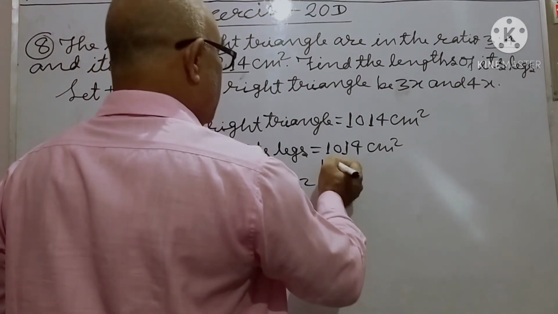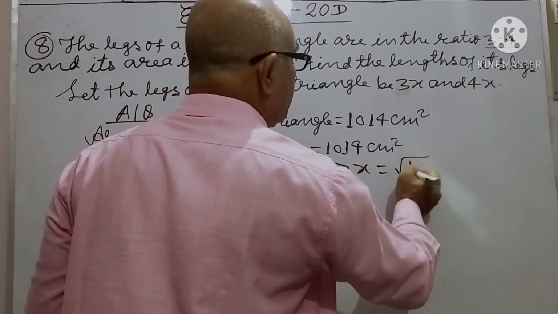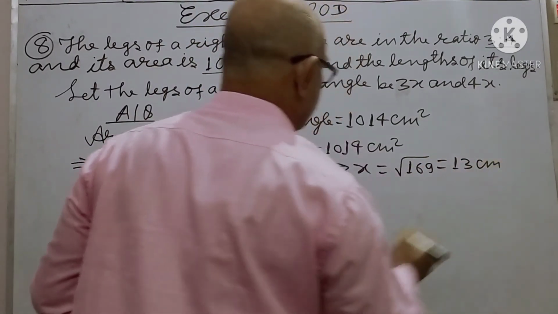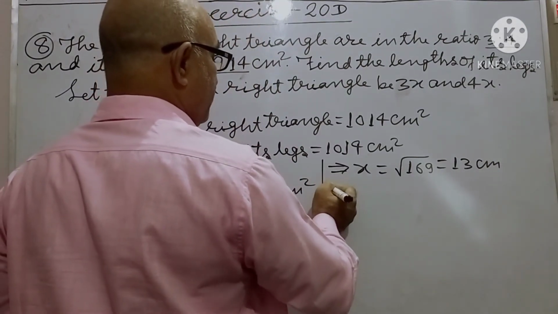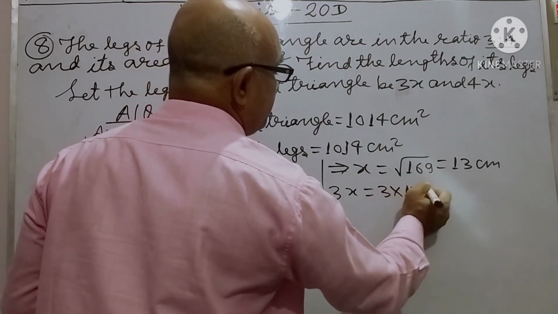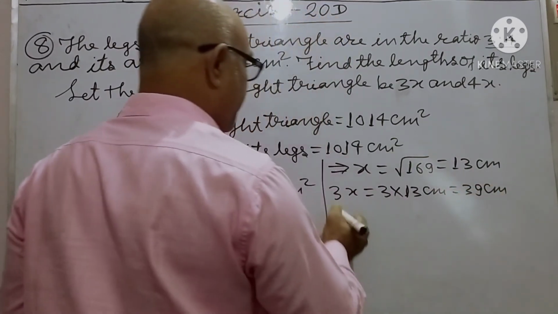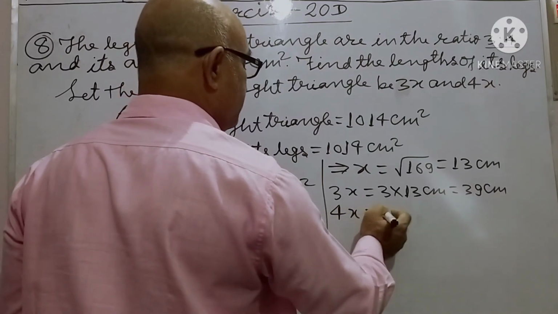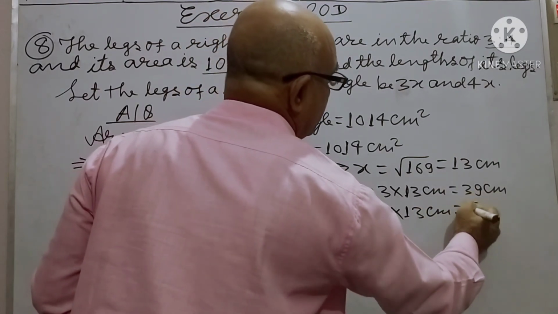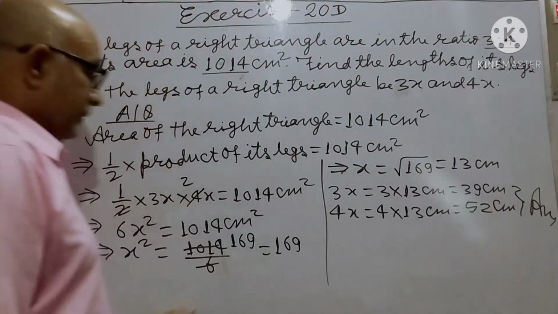Now that implies x equal to under root 169. That means 13 cm. So the first leg 3x equal to 3 into 13 cm equal to 39 cm, and the second leg 4x equal to 4 into 13 cm equal to 52 cm. Understand and write it.